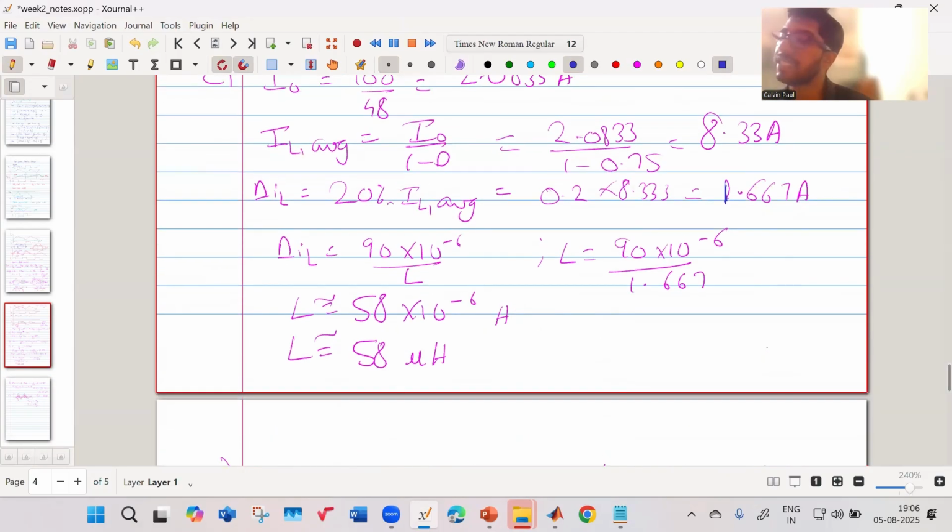You might ask that this is for your rated load condition, but this ripple remains the same because ripple is dependent on your input and output voltage. It is not dependent on your actual load current. In practical reality, your current ripple is dependent on your input and output voltage because your current ripple is determined from your inductor volt-second balance. It is not like capacitor charge balance.